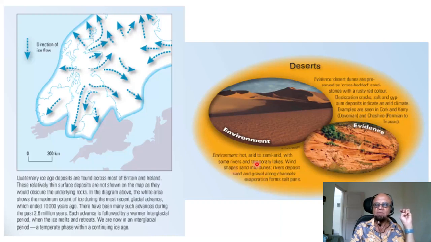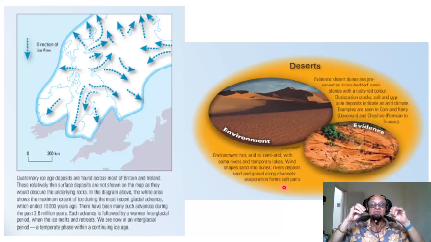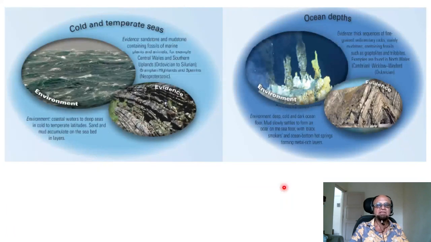This is the kind of evidence you would find of the past deserts in that area. So the environment would be hot, arid to semi-arid with some rivers and temporary lakes, wind-shaped sand into dunes, and rivers depositing sand and gravel along the channels. Evaporation forms salt pans. Remember, if the ocean water is coming or the river has a little bit of salt and it keeps evaporating, that salt is left behind and you have salt pans that are preserved in these paleo evidences or paleo proxies. Let's look at a couple more.